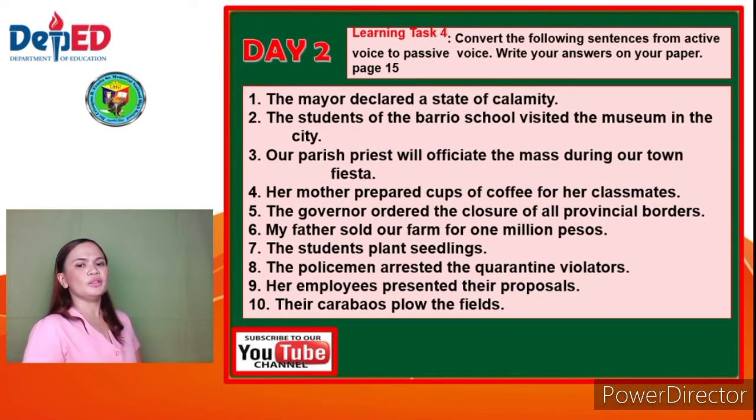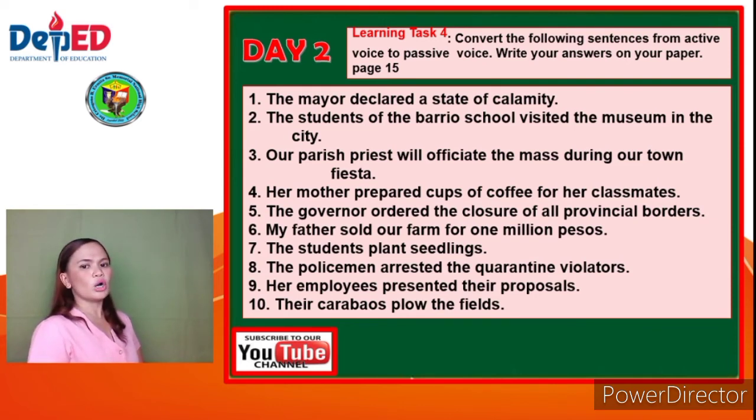Day 2, learning task 4. Convert the following sentences from active voice to passive voice. Write your answers on your paper. 1. The mayor declared a state of calamity. 2. The students of the barrio school visited the museum in the city. 3. Our parish priest will officiate the mass during our town fiesta. 4. Her mother prepared cups of coffee for her classmates.